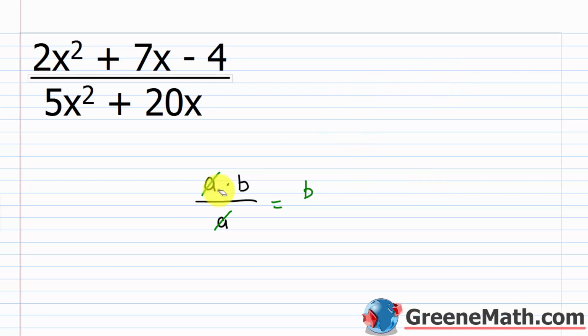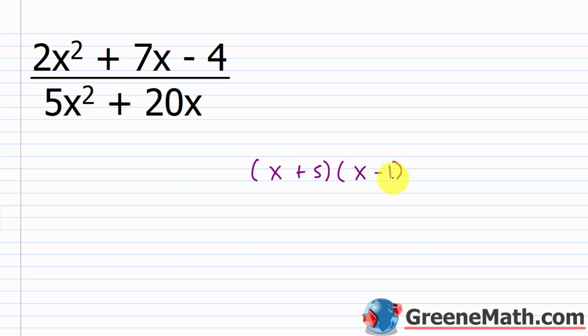Where students get confused is they have addition involved and they try to cancel. If you see something like 2 plus 3 over 2, you cannot cancel this, okay? Please don't do that. That's wrong. It's a very common mistake. You cancel common factors, okay? So this is wrong.